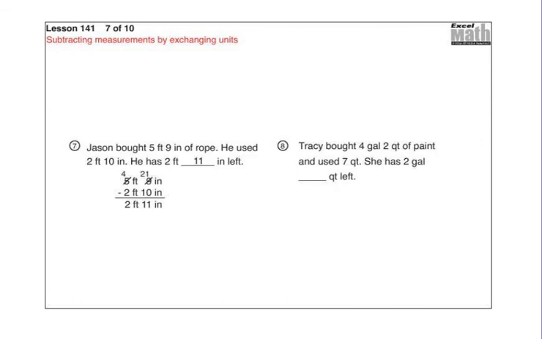All right, here are a couple more problems. Let's do this first one together. It says Jason bought 5 feet 9 inches of rope. He used 2 feet 10 inches. He has 2 feet, and they gave you the answer already, 11 inches left.